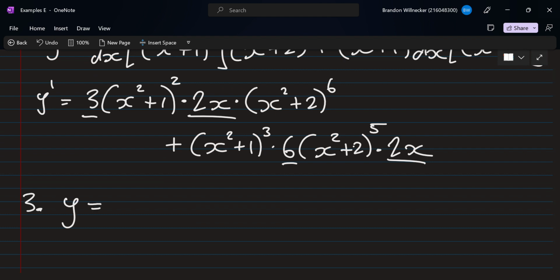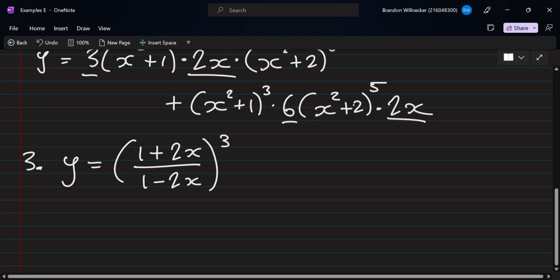So we have y is equal to (1 plus 2x over 1 minus 2x) cubed. Right away we can see that on the outside we have something cubed, so we're going to have to use the chain rule for that. And on the inside, we have some function divided by some other function. So outside, we need to use the chain rule. On the inside, we're going to have to use the quotient rule. Chain rule first, and then quotient rule second.